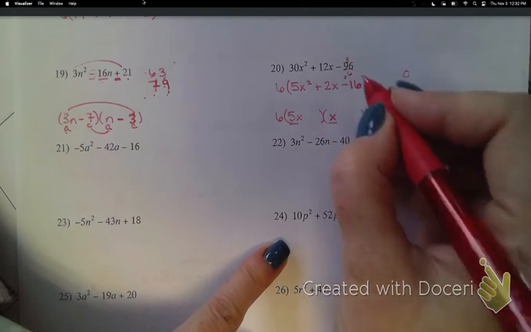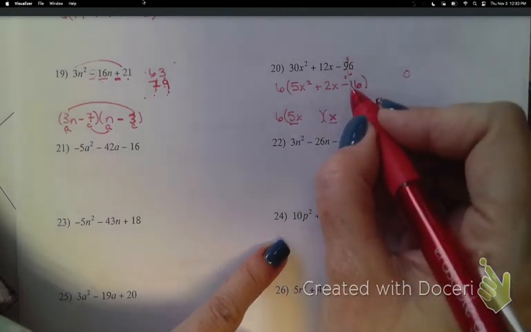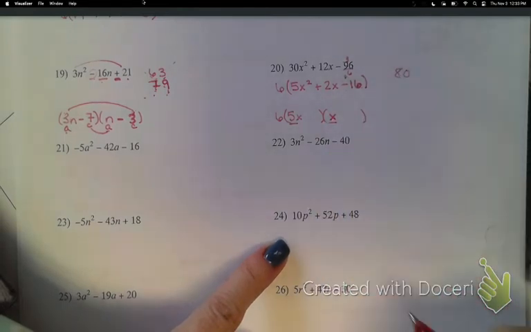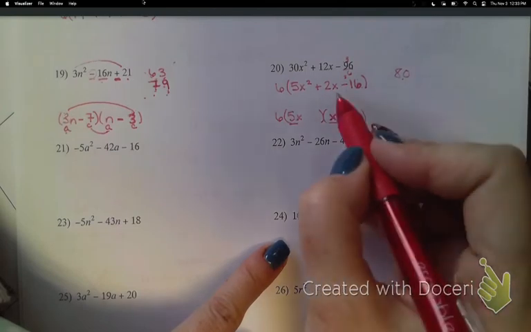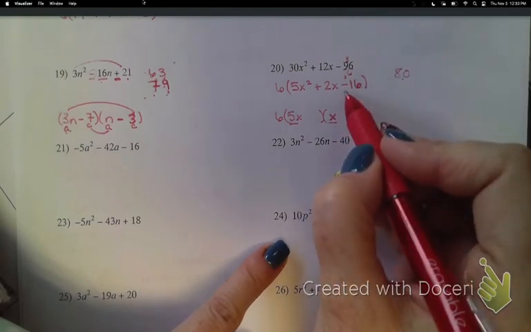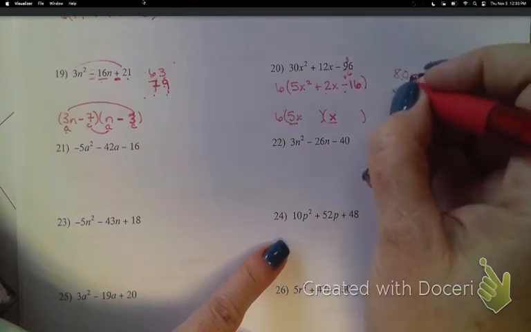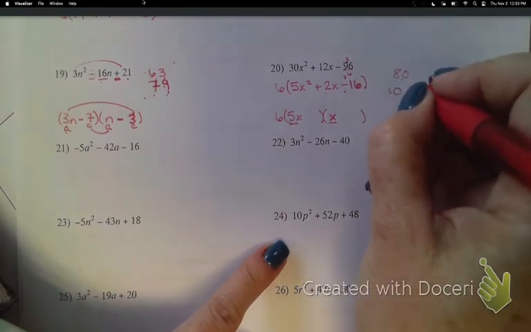Carry 3. 5 times 1 plus 3. 8. Okay, so I need factors of 80 that have a difference of 2. 10 and 8. Those are the ones we always forget. Okay, 10 and 8 have a difference of 2, yes?